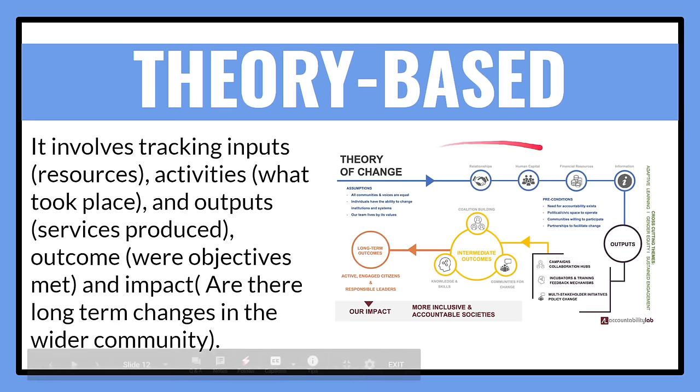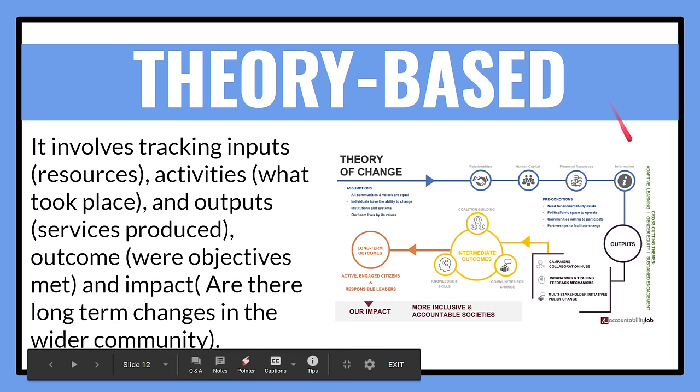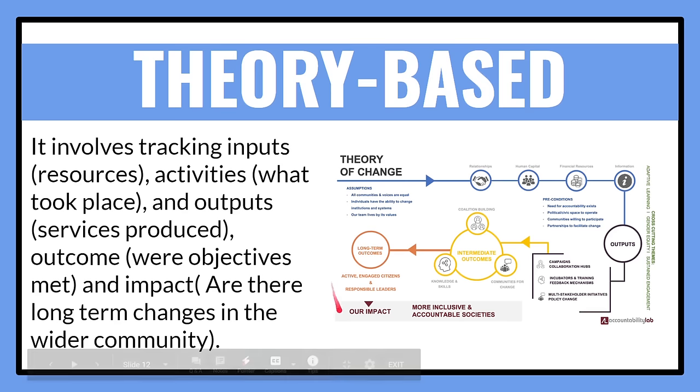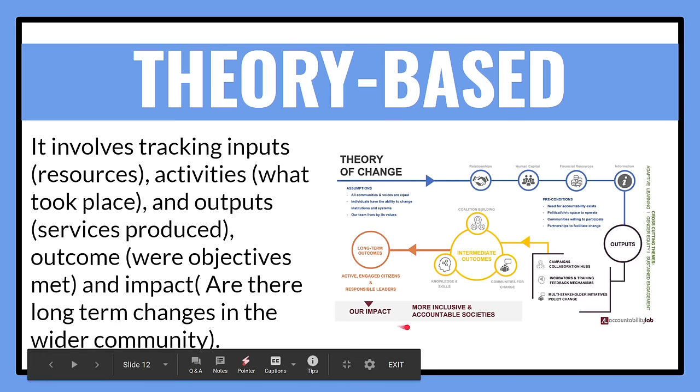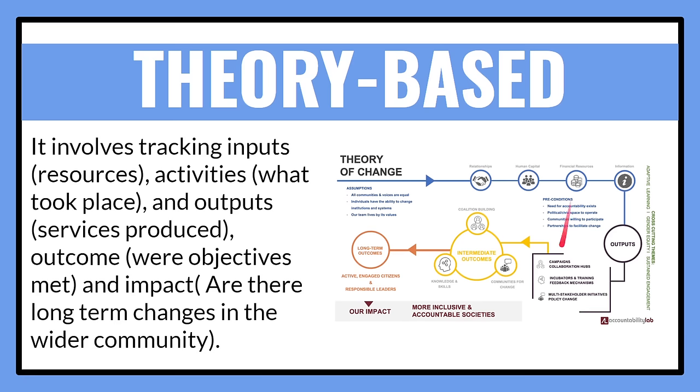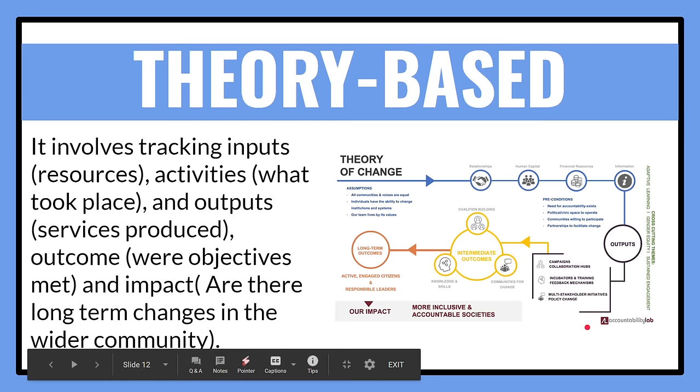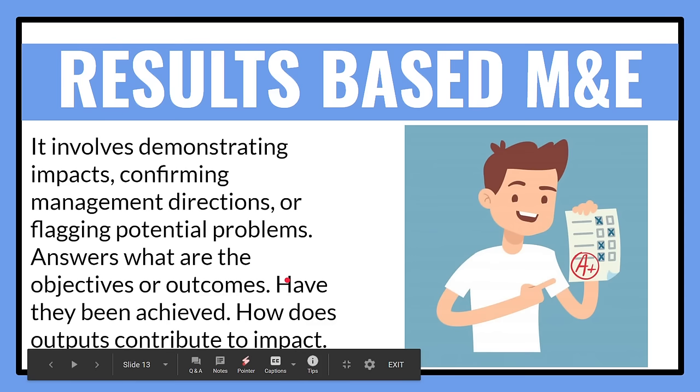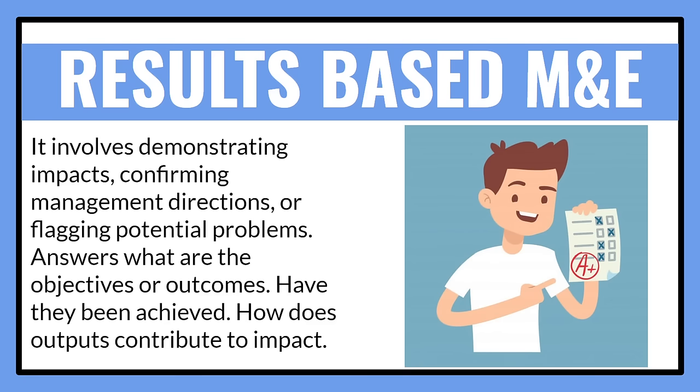So this here is an example of what that looks like, and this is an example of an organization that is trying to create a more inclusive and accountable society. And this is the organization's theory of change. We'll talk more about this in module 2, and that of Accountability Lab. So don't forget, if you have questions and comments, please put them in the comment box.